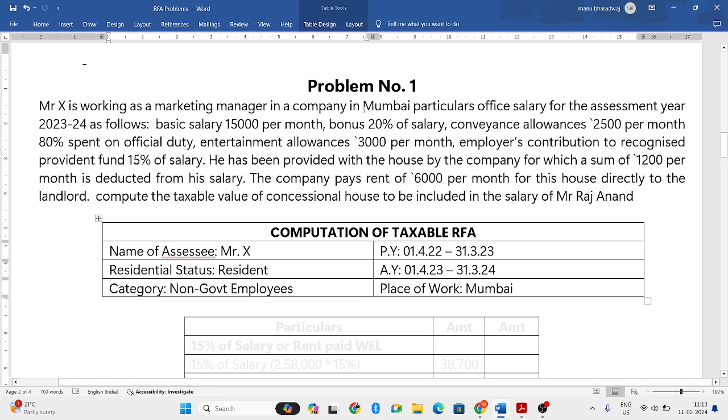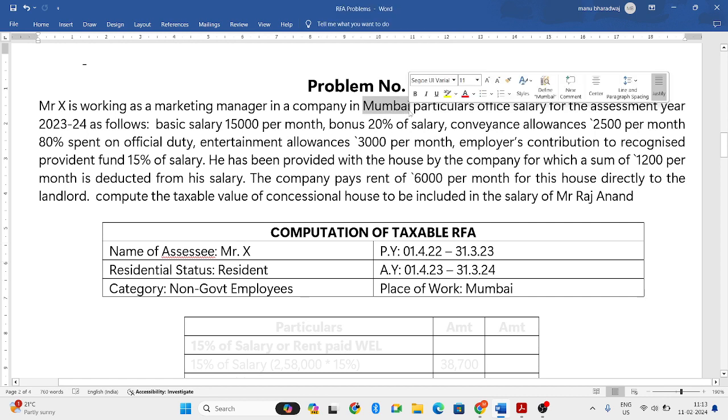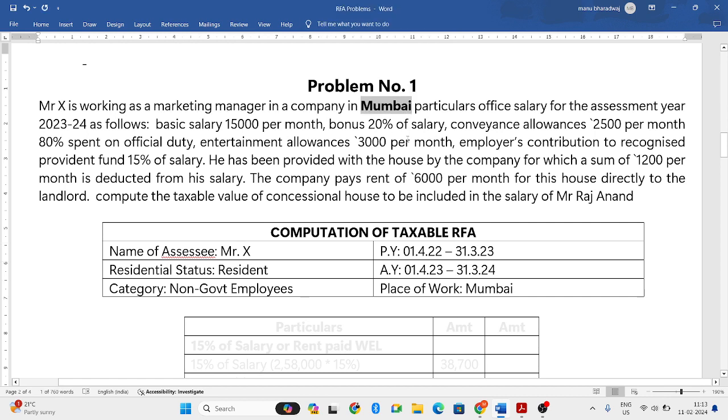So why this place is given means, as soon as you see the locality, you should be able to judge the population of that particular place. Mumbai is a locality where there is a population of more than 25 lakhs, isn't it? More than 25 lakhs population is there in Mumbai. So if more than 25 lakhs are there, then we have to consider 15%. As soon as you see the question, that thing should come into your mind.